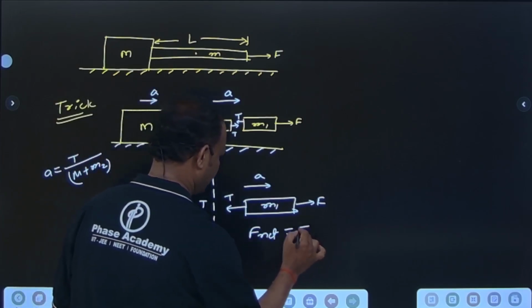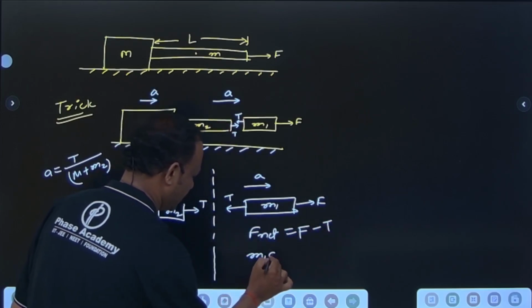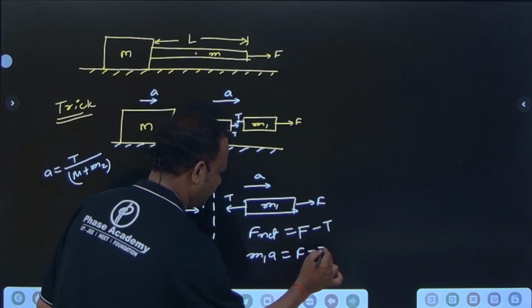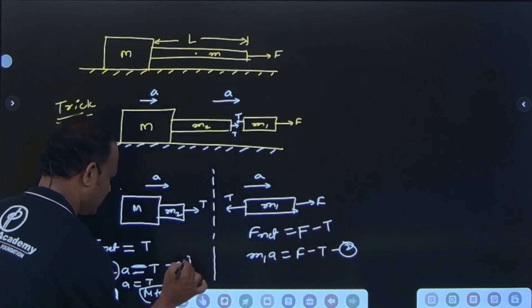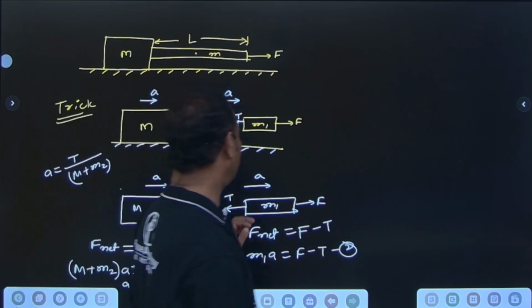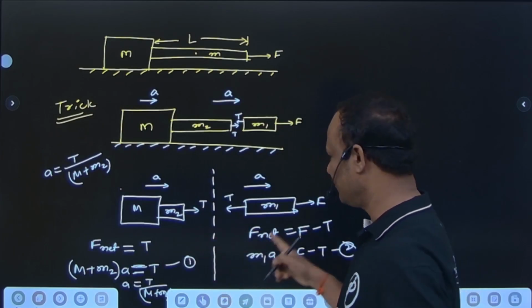Next, for the acceleration towards here, net force F net is F minus T. F net means M1A is equal to F minus T. That is your second equation, and this is your first equation. So here is the situation. Then how do you get M1 and M2?